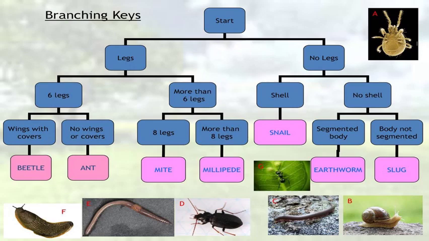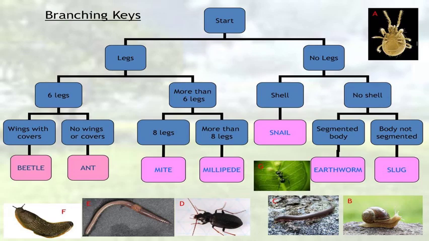The first couplet is legs and no legs. If legs are present, then it is divided into two categories, that is 6 legs or more than 6 legs. If 6 legs, then the next couplet is wings with covers and no wings or covers. If wings with covers, then it's a beetle, and no wings or covers, then it's an ant. On the other hand, with more than 6 legs, if there are 8 legs, then it's a mite, and if more than 8 legs, then it's a millipede.